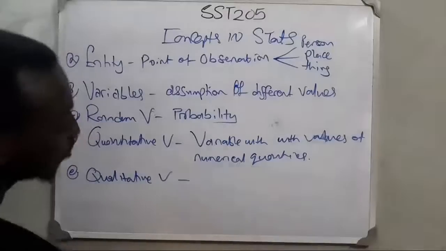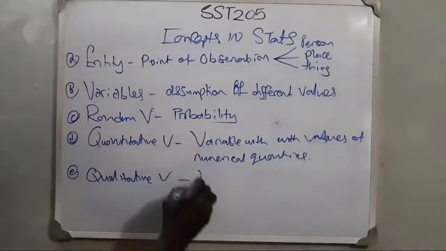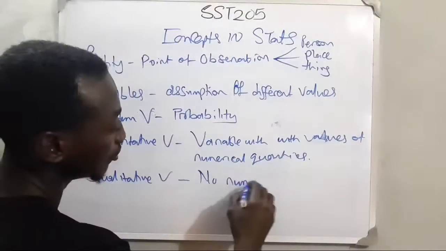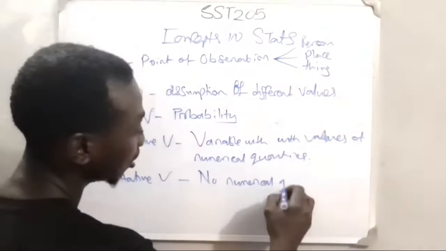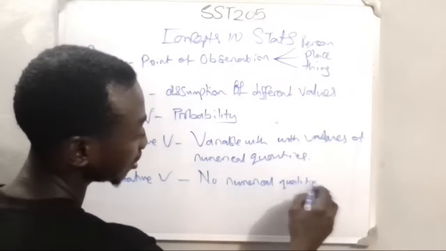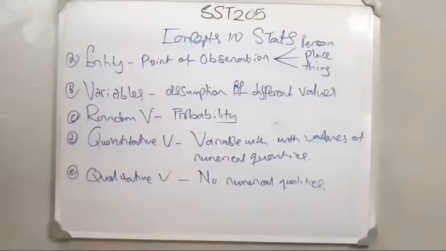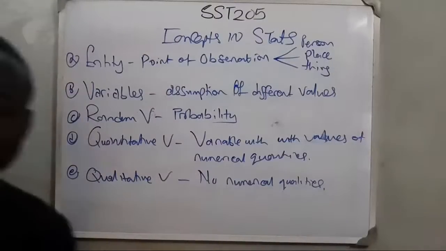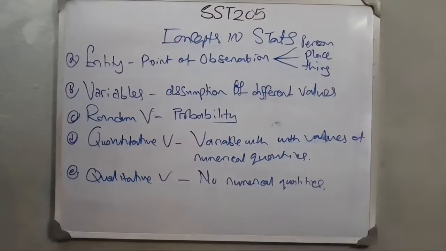All right, we have qualitative. Here it's the opposite of this. No numeric or numerical qualities. Qualitative is the opposite of quantitative. So we have that.